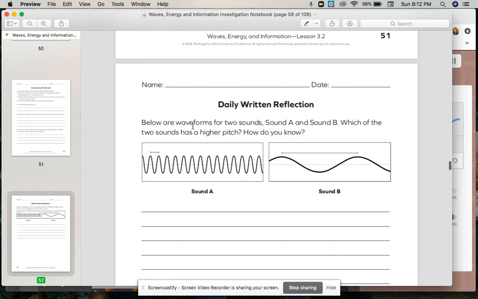So it says below are the waveforms for 2 sounds, sound A and sound B. Which of the 2 sounds has a higher pitch? How do you know? So tell me sound A has a higher pitch because, or sound B has a higher pitch because I noticed that. Then it says, how do you know? So maybe give me another sentence for that.